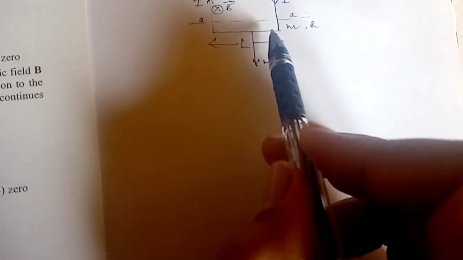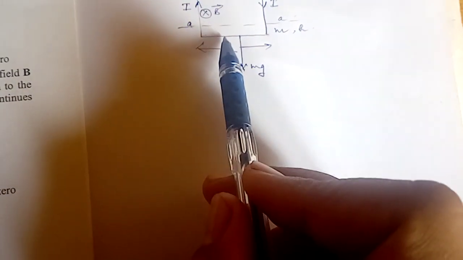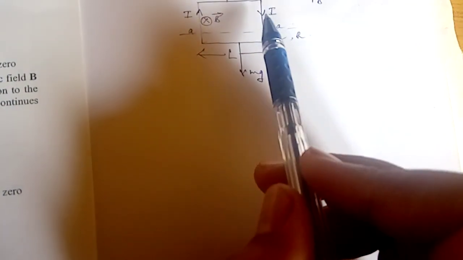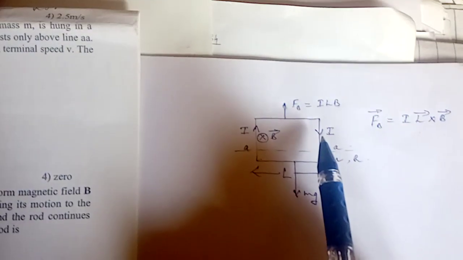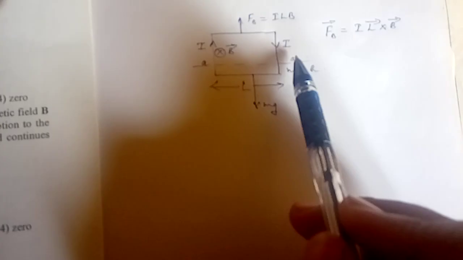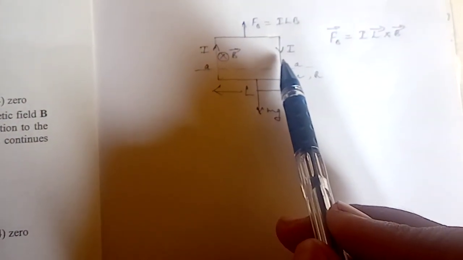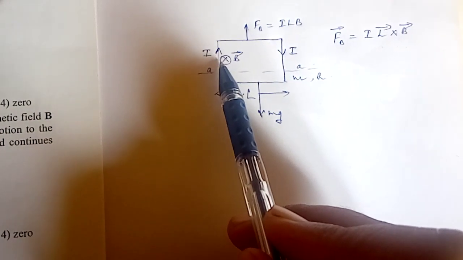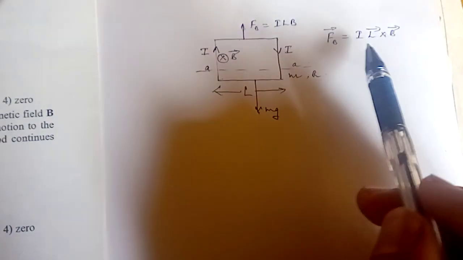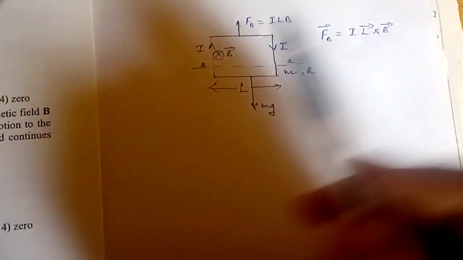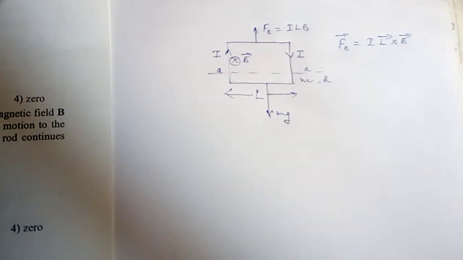Similarly, here there exists no magnetic field. Current flows through the wire, but there is no magnetic field, so no magnetic force acts on this arm. And here the currents are the same in magnitude, but their directions are different. So the magnetic force on this arm cancels the magnetic force on this arm. You can easily show that using the same formula. So in effect, there is only an upward magnetic force, which is I L B.